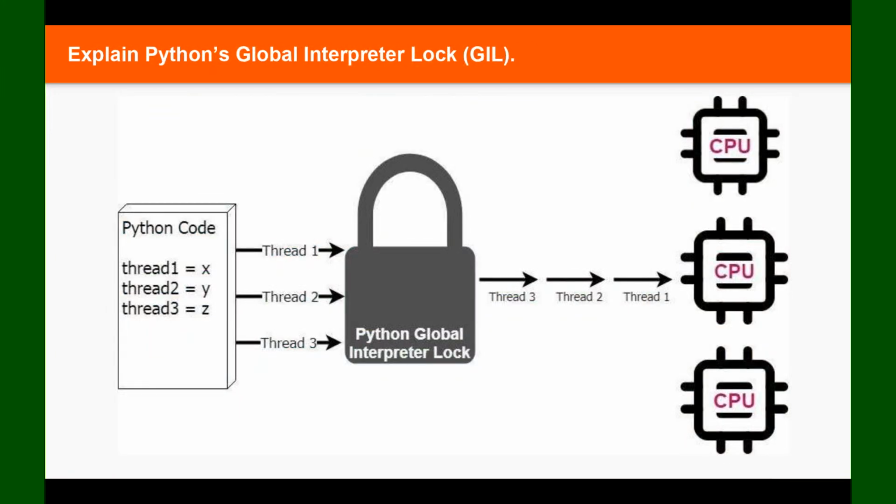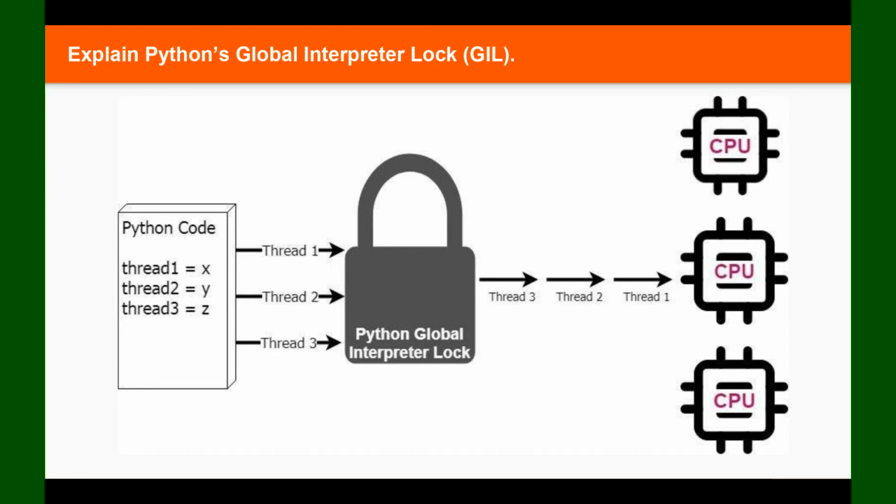Next question, explain the Python Global Interpreter Lock, GIL. The Python Global Interpreter Lock is a mechanism that prevents multiple native threads from executing Python bytecode at once. It is a well-known limitation of the CPython interpreter.